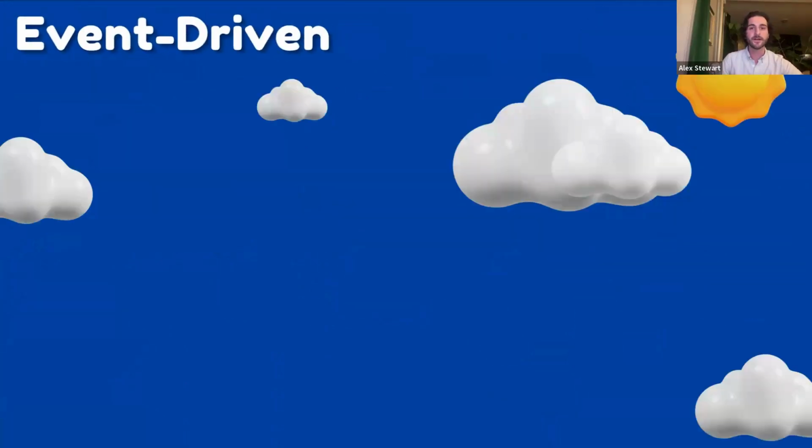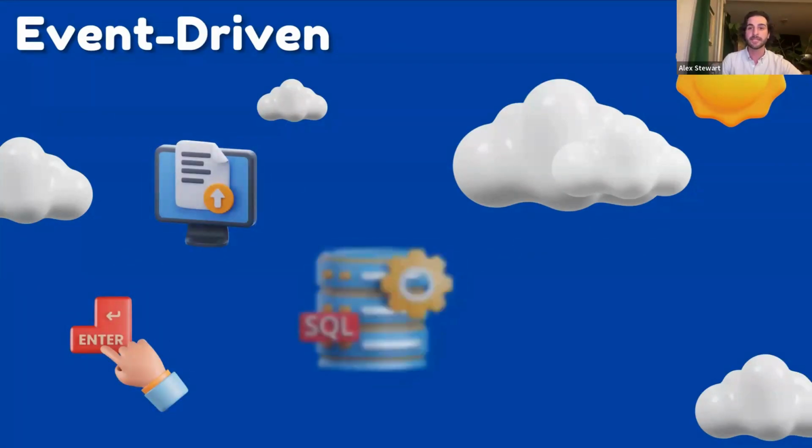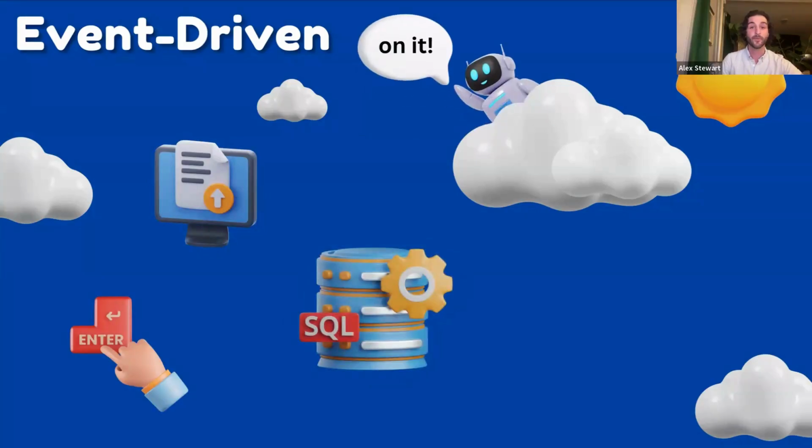So first off, Lambda functions are triggered by events, whether it's someone clicking a button, uploading a file, or even a change in your database. Lambda wakes up, runs your code, and then goes back to sleep. No need for a dedicated server hanging around waiting for something to happen. It's the ultimate on-demand worker.